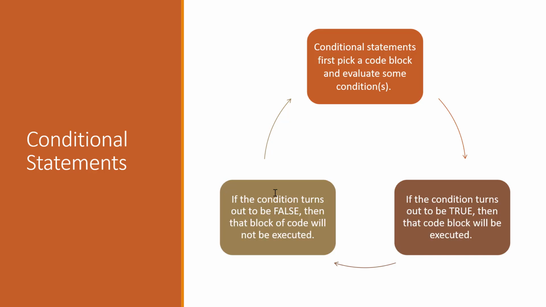In the same way, there will be many scenarios in programming where we need to execute a certain block of code based upon a certain condition. So conditional statements are those statements which help us in making decisions based upon certain conditions. What will happen if we use a conditional statement? It will first pick a block of code and evaluate a certain condition. If the condition turns out to be true, then the block of code will be executed, and if the condition turns out to be false, then the block of code will not be executed.